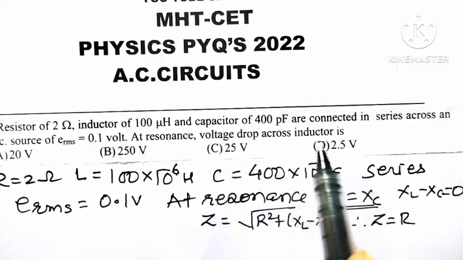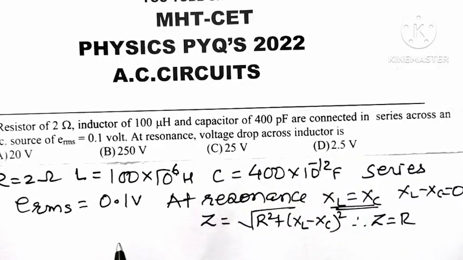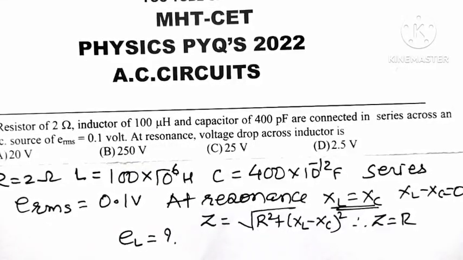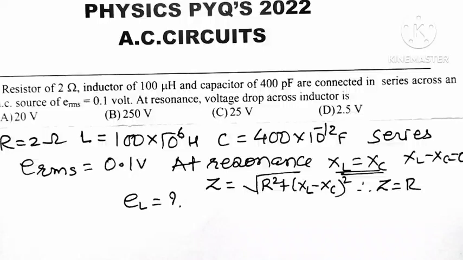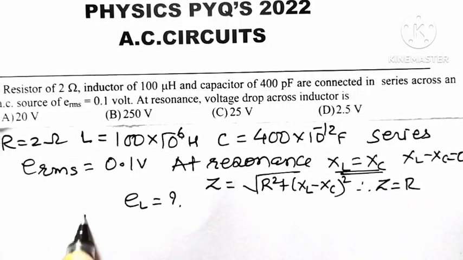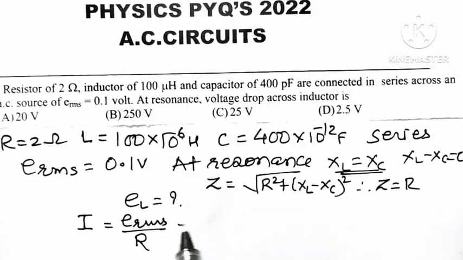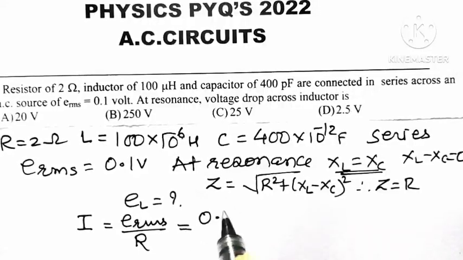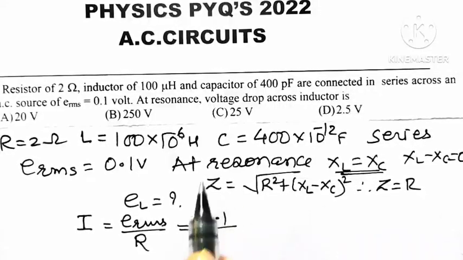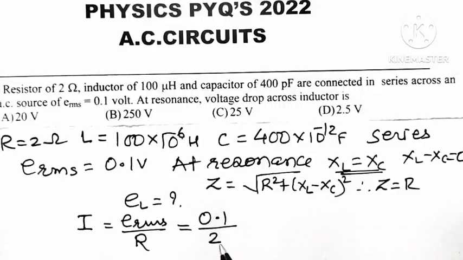So at resonance, we have to find out the voltage drop across the inductor, EL. To find EL, first we will find out the current. At resonance, current flowing through the circuit I is equal to E RMS divided by R, because Z is equal to R. The RMS voltage applied is 0.1, divided by the resistance of 2 ohm.